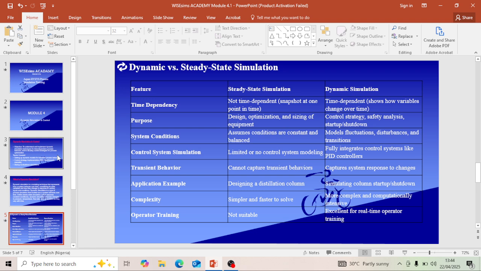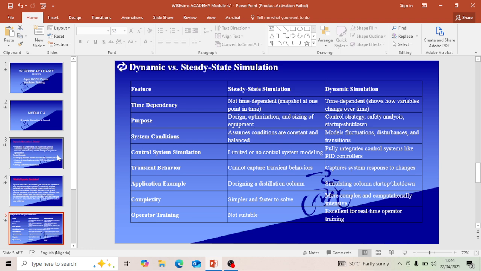And then the control system simulation, that's another feature. It's limited or no control system modeling, alright? So basically most times in your steady state you don't really have controls for it exactly. The basic things you can use are logical operations such as the adjust, the balance, and all that. But when it comes to the controls, you don't really use controls in steady states. They are meant for the dynamic states. And then for the dynamic state, you have fully integrated control systems like the PID controllers.